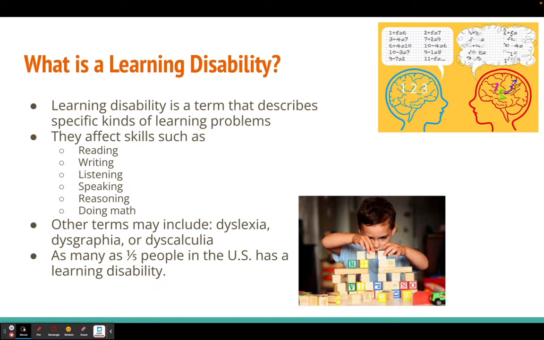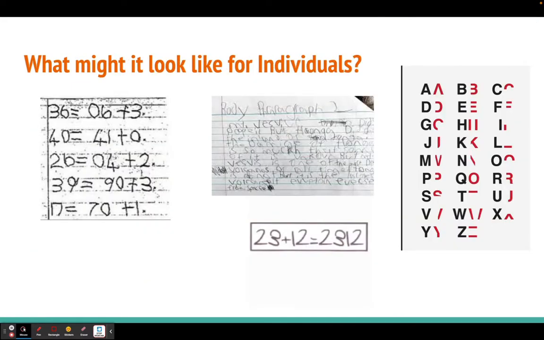Learning disabilities are actually pretty common. As many as 1 in 5 people in the US has a learning disability. So what might this look like for individuals? Here on the left, I think this is dyscalculia, which is like numbers looking a little weird for people. You can see the equations might be backwards, or they have the right idea but there might be an addition of extra zeros, or it's harder to understand the values of certain numbers. Addition and subtraction is really hard, and especially multiplication and division as you get older.